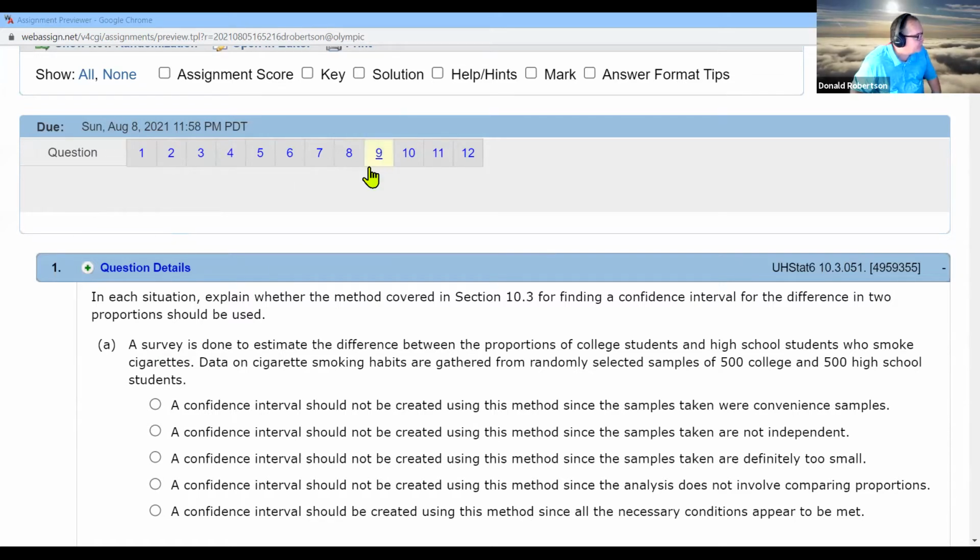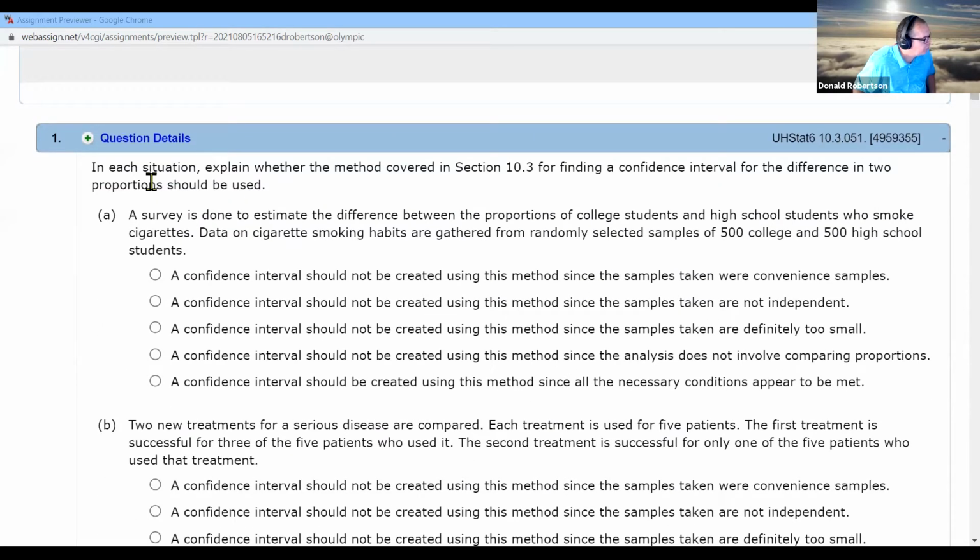So these are just the intro questions. There's what, 12 questions in this section altogether. Let's see what we have. In each of these situations, explain whether the method covered in section 10.3. Do you know the stuff I was talking about, the samples big enough, the data is independent, all that stuff? That's what 10.3 talks about when you go and look at it.